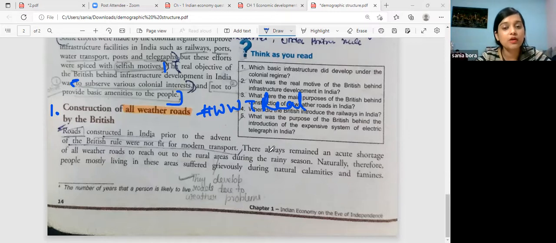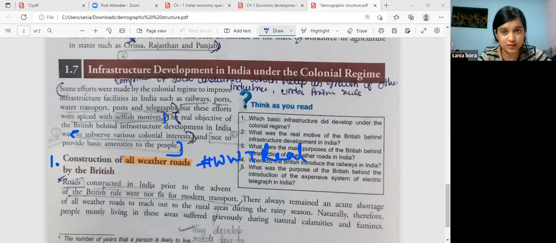Okay. So there also remained an acute shortage of all-weather roads to reach rural areas during the rainy season. See, the roads were very weak. The roads were non-metal, right? So when there was a rainy season, the condition of roads worsened. So naturally, people mostly living in these areas suffered grievously during natural calamities and famines. Okay.